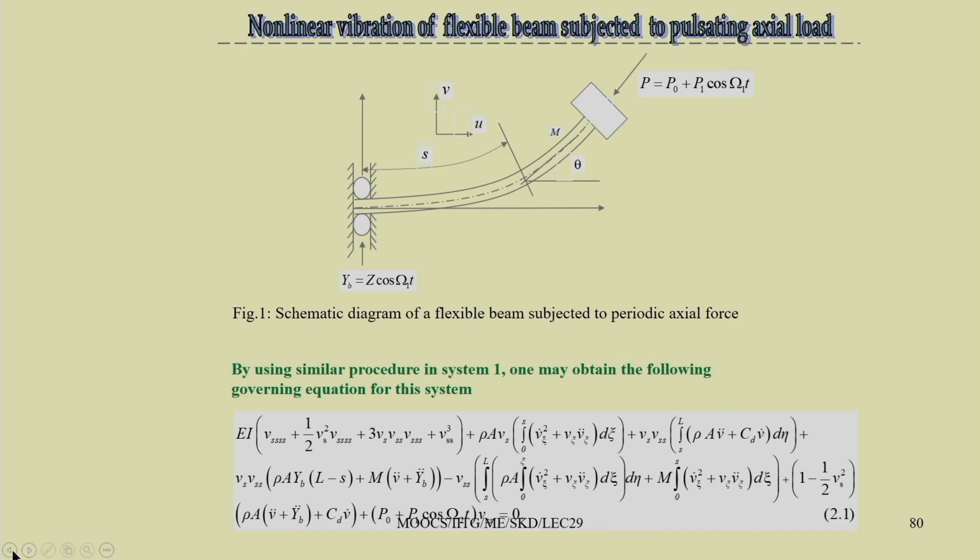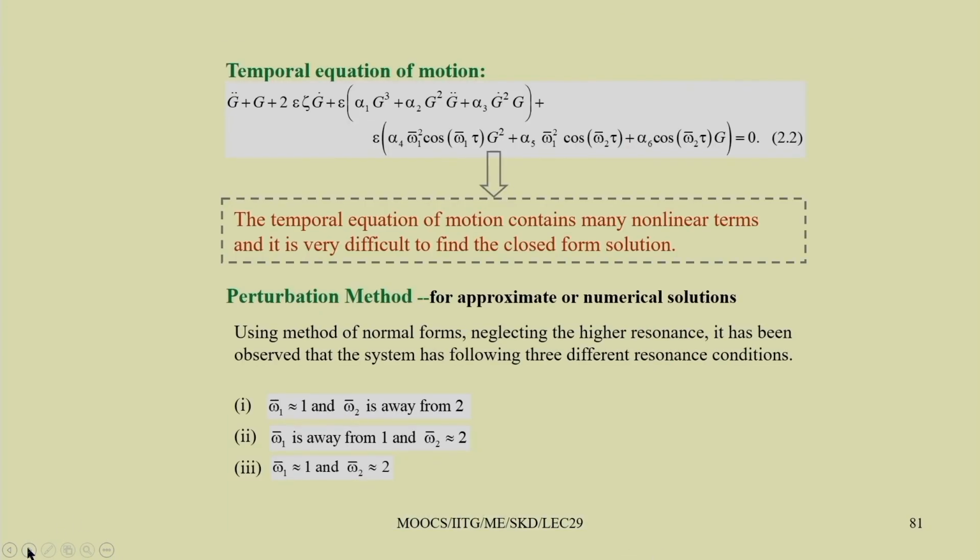But in the same system, now let us apply a load P equal to P0 plus P1 cos omega t, that is, an axial load applied to the system. For example, this is the case of a follower force acting on a system. In that case the system response is modified to this form, and by applying the Galerkin method it is reduced to this equation. Up to this point the equation is the same.